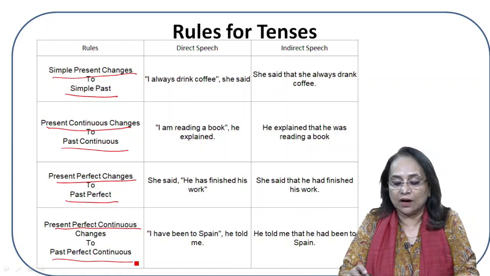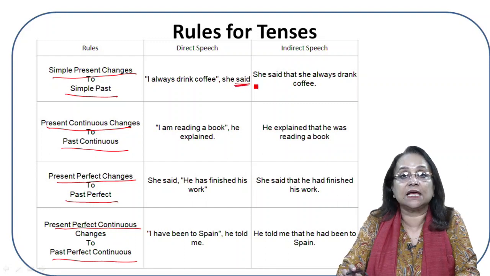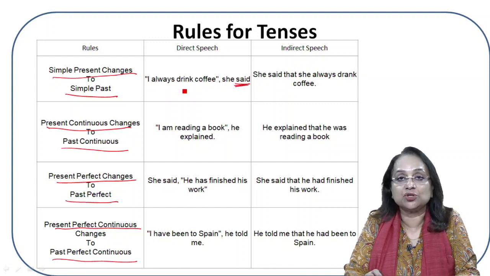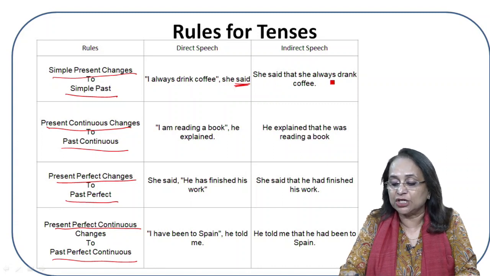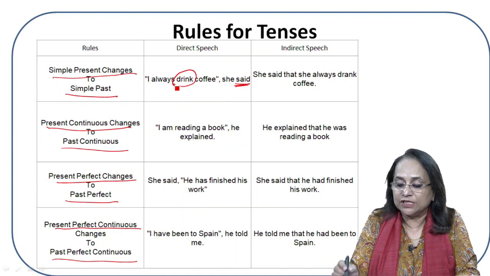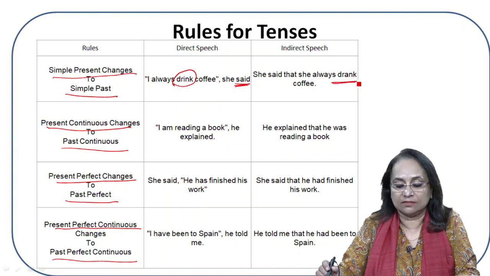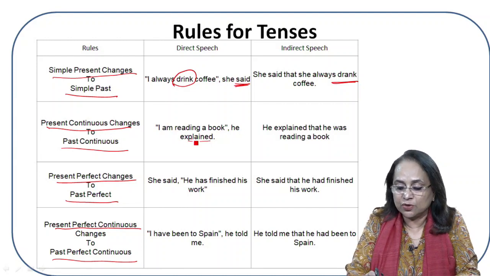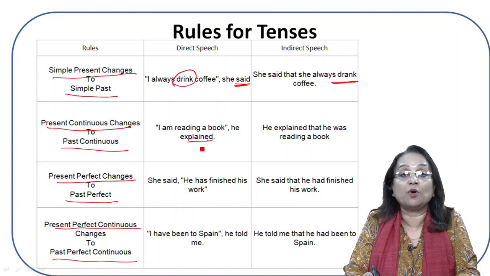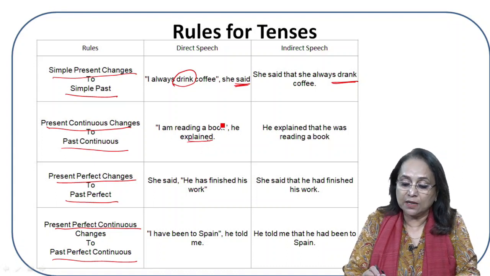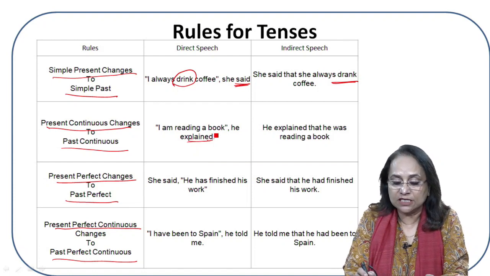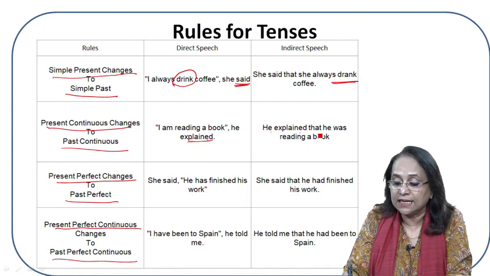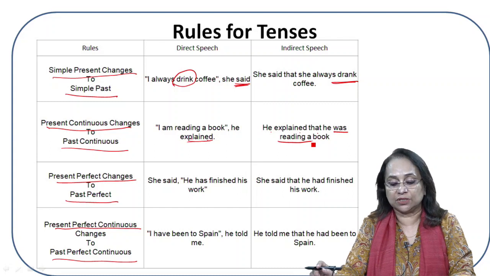Look at the sentences given here. "I always drink coffee," she said. So the reported verb is in the past, so this will change to simple past. She said that she always drink will change to drank, right? In the present continuous, he explained. So explained is past. "I am reading a book." So present continuous. This will change to past continuous. He explained that he was reading a book. It has become past continuous.